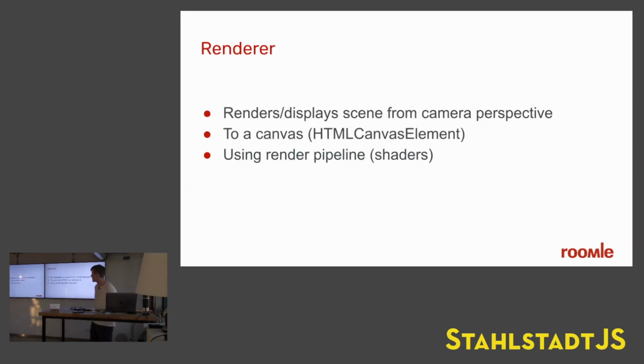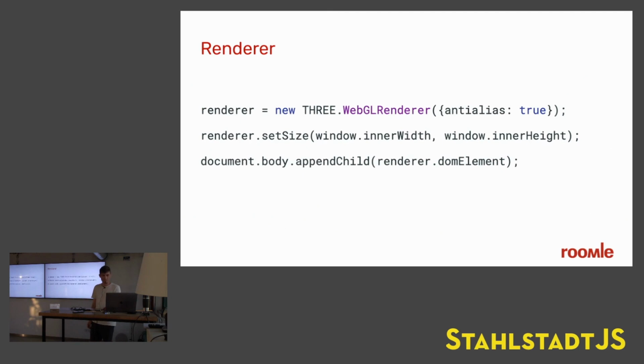Next thing is the renderer. It renders and displays the scene from the camera perspective, which is defined. And it renders it to a HTML canvas element. And it does this by using the render pipeline, which means different shaders and so on. And we'll see this later.